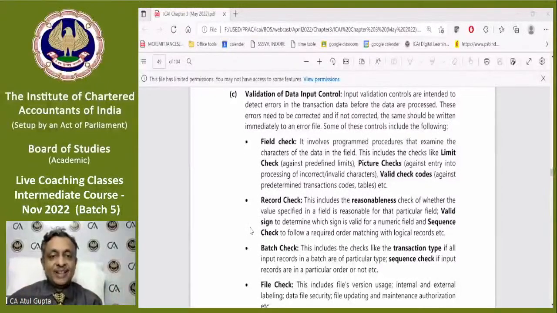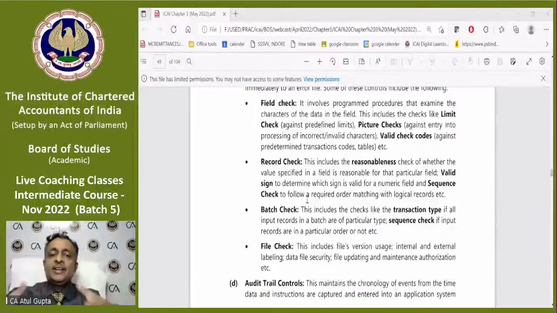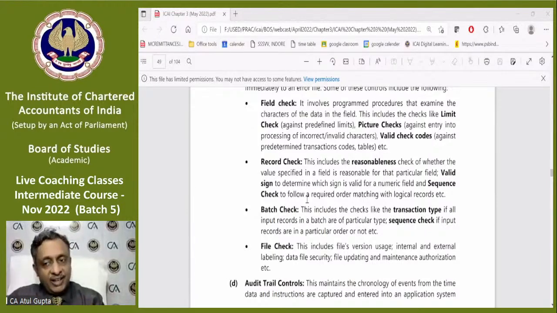Okay. Then record check. I'll come to field check later on once I get your answer on that age parameter. Record check. This includes reasonableness check, maximum value, like that. Valid sign, positive, negative. Sequence, missing, that is. Batch check, we talked about above. Same transactions have to be accumulated. Sequence, they have to be accumulated. Batch check. And file check, the version check, whether the correct version of the file is used or not. That is file check.